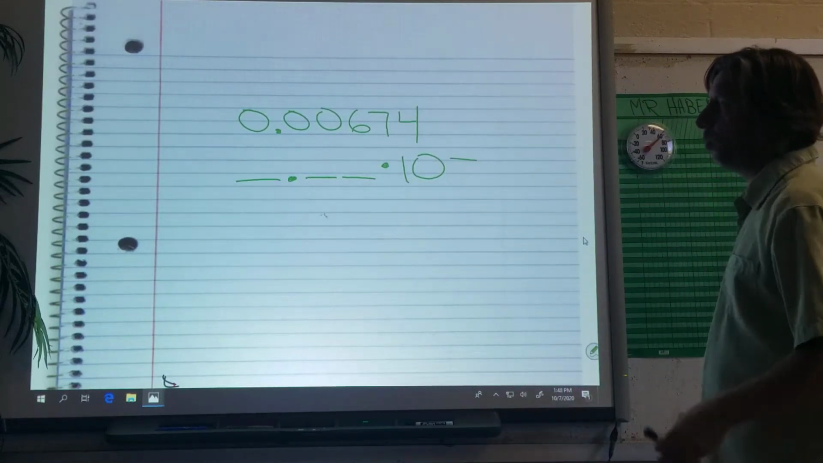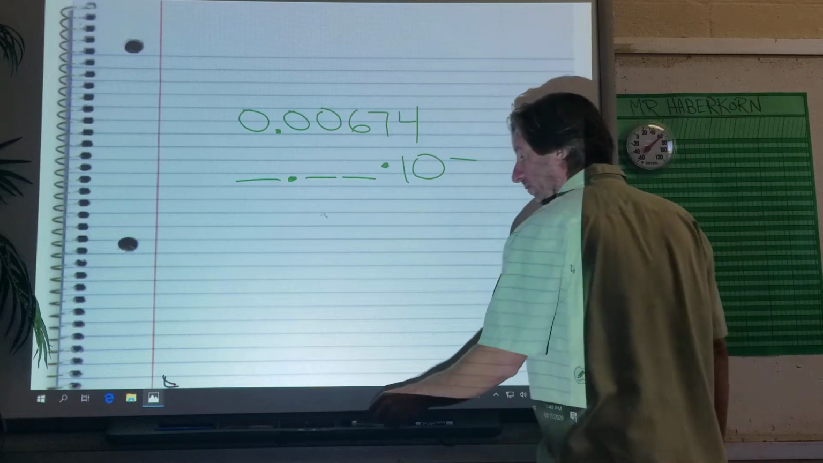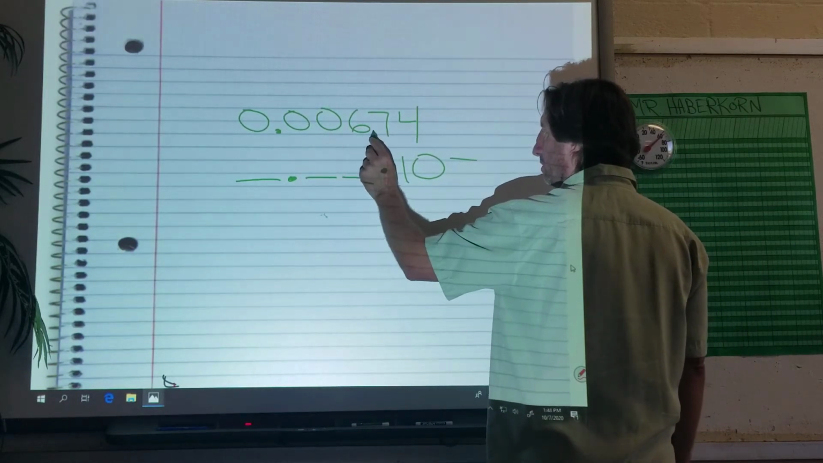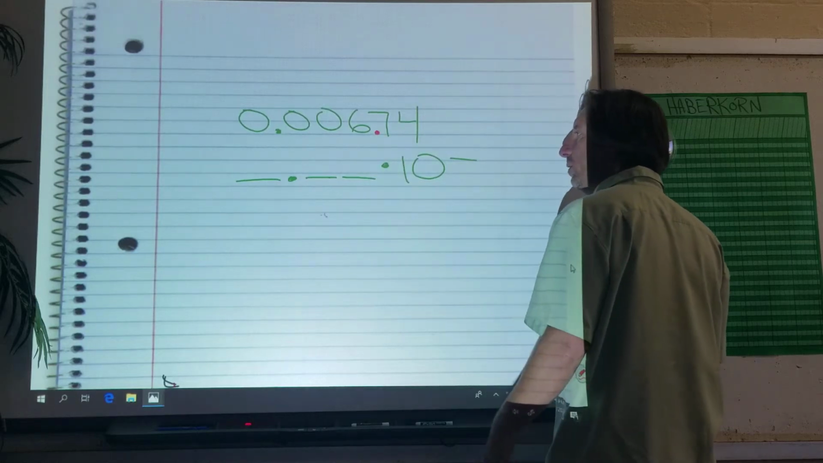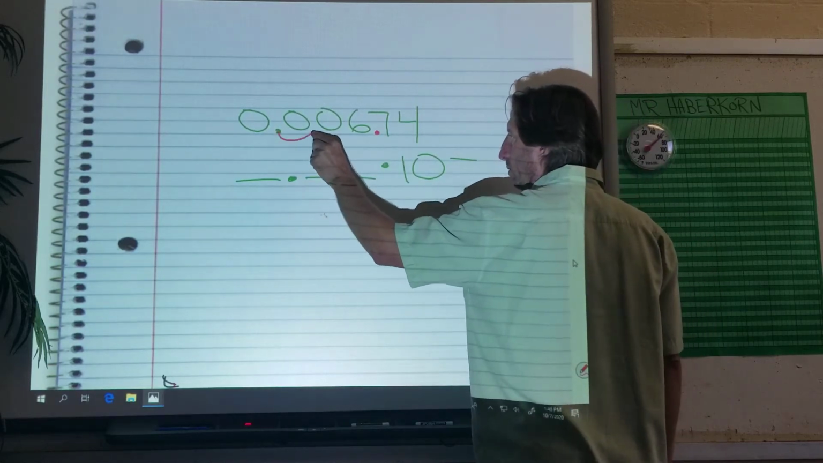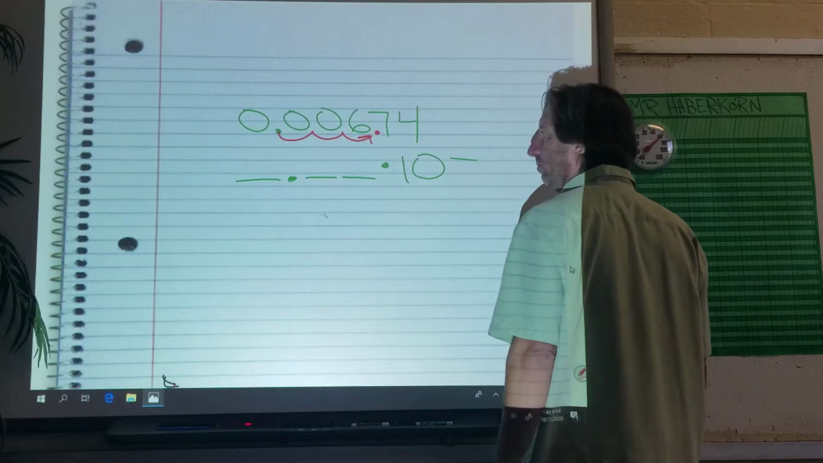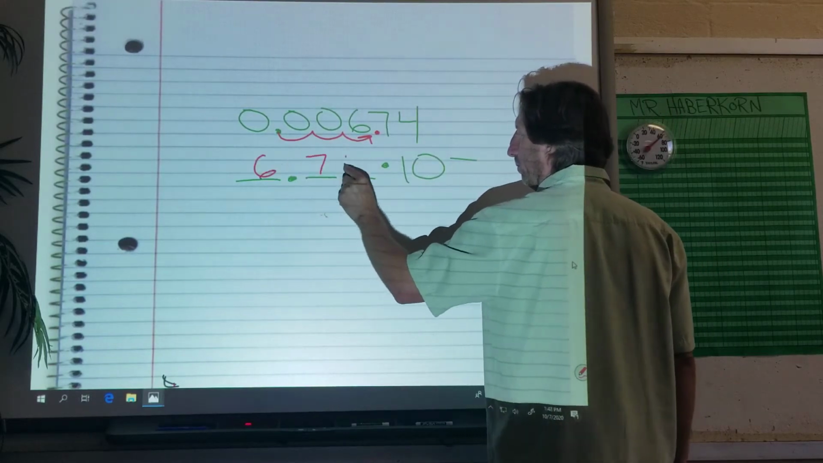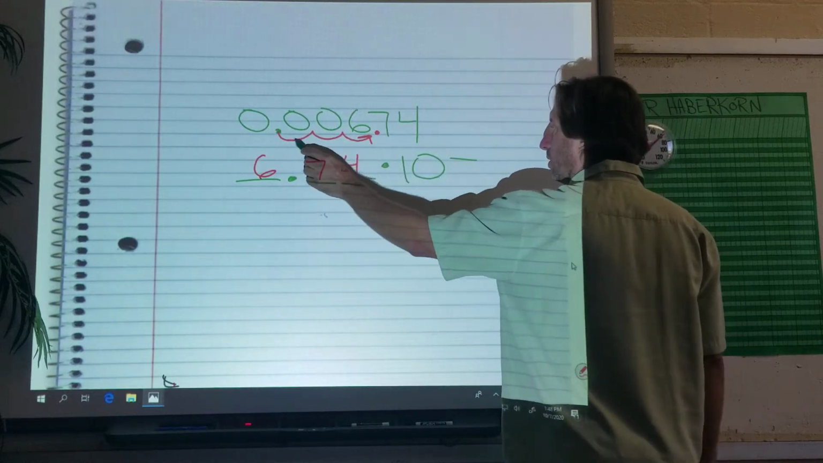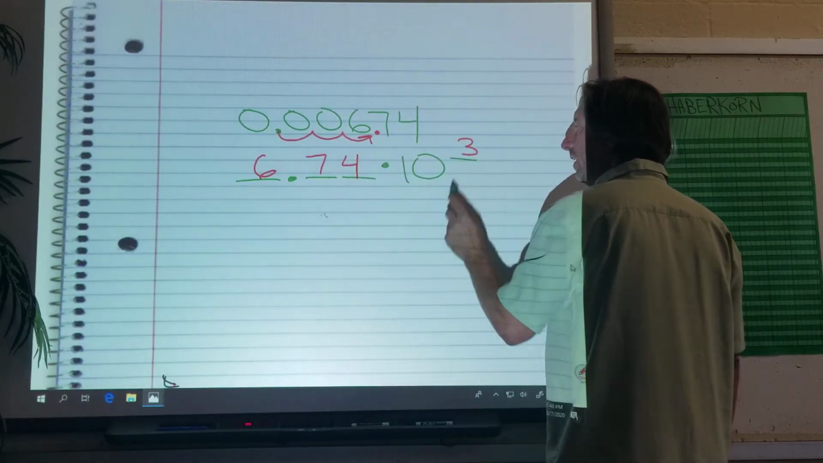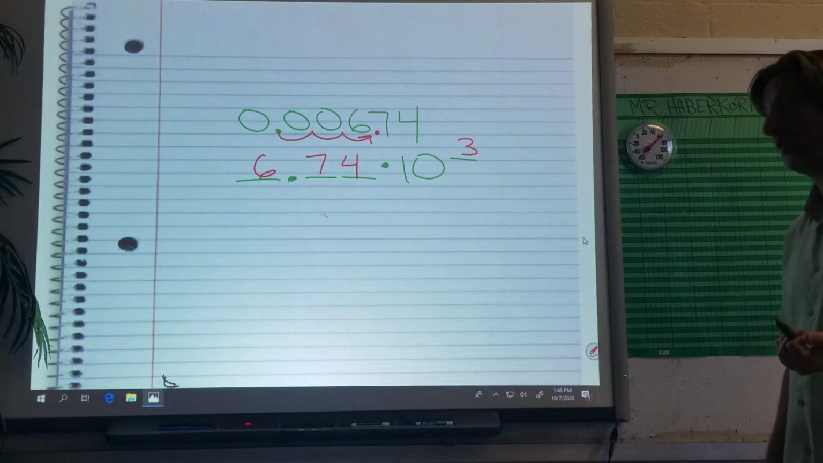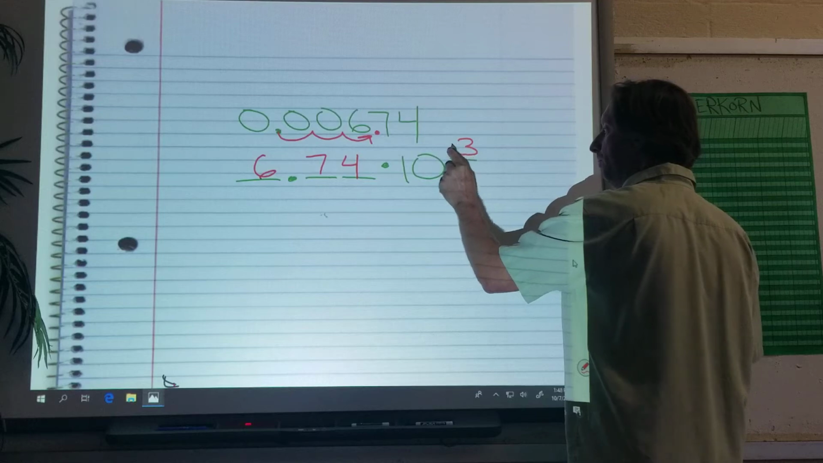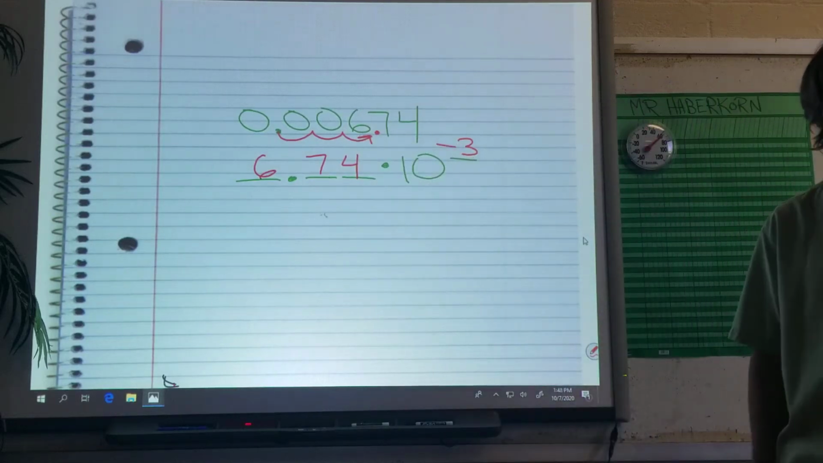So we want to move our point after the first significant digit. So not after the zeros, we want it after the first real number, which is a 6, okay? So there's where I'm moving the point. How far am I moving it? 1, 2, 3 spaces. So now I have 6.74 times 10 to the 3rd power. Then I have to think, is this a big number or is it a small number? Starts with 0, it's very small, negative exponent, okay?